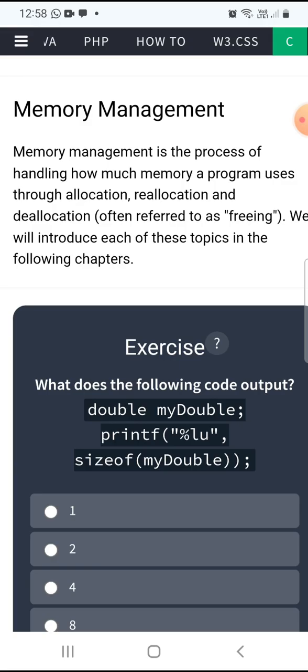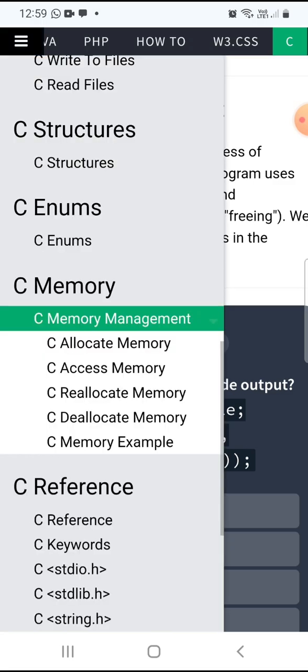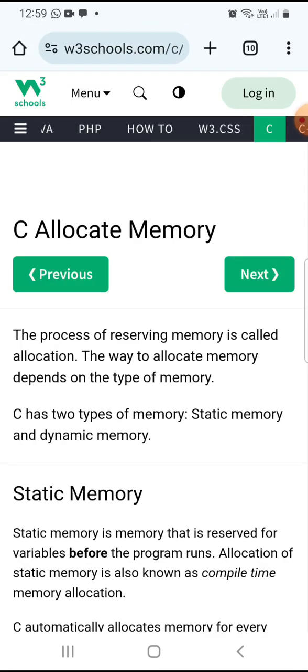Managing memory involves different processes: one is allocation of memory, then reallocation of memory, and deallocation. Deallocation means freeing of the memory, freeing space. We will discuss all these chapters one by one. First of all, allocate memory. We need to discuss this one. So we will discuss allocating memory.